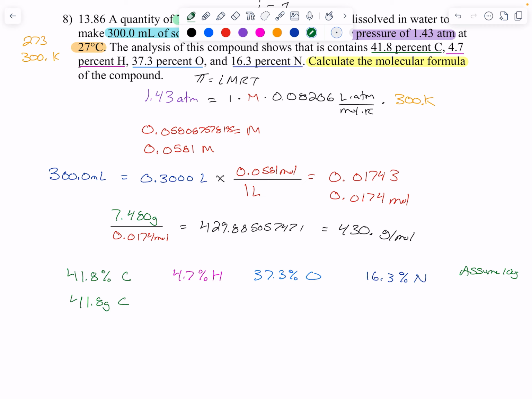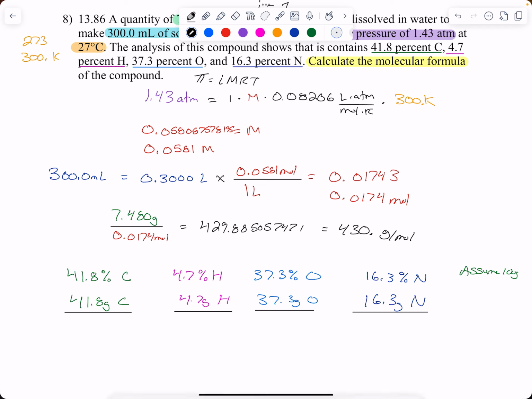So we have 41.8 grams of carbon, 4.7 grams of hydrogen, 37.3 grams of oxygen, and 16.3 grams of nitrogen. Then we got to go to moles. So we're going to divide all these by their molar mass: 12.01 grams per mole, 1.01 grams per mole, 16, and 14.01.